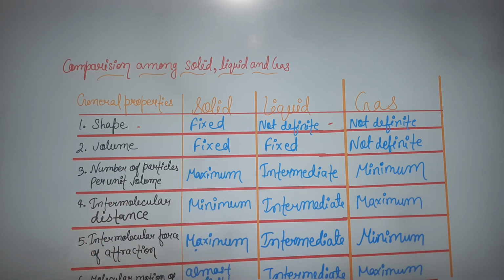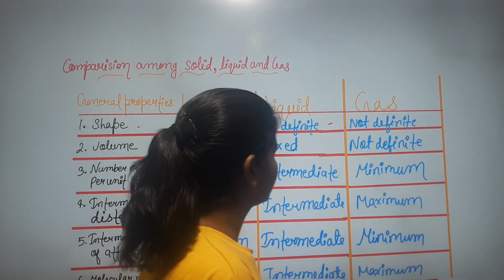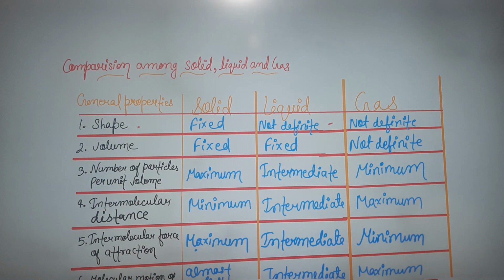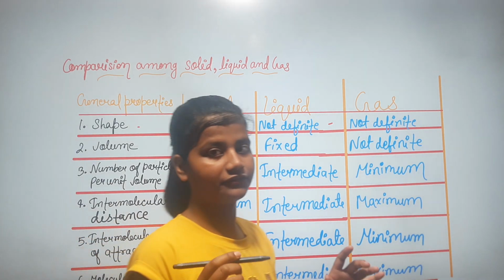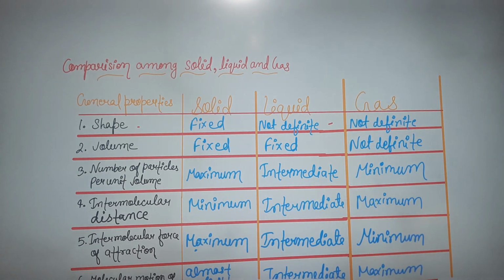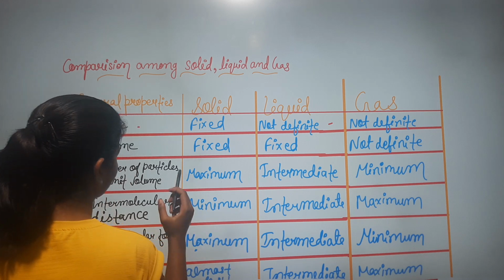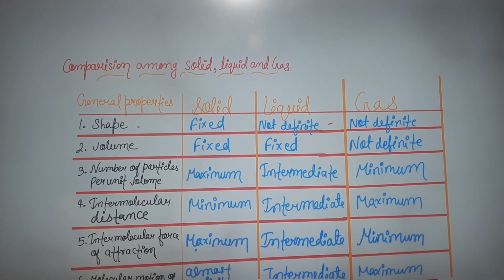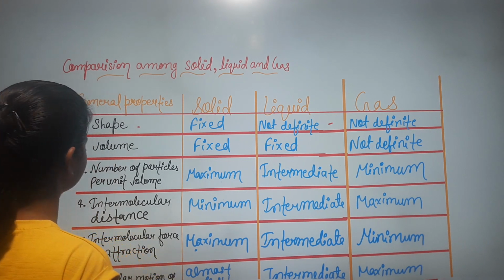And the second one is volume. The volume of a solid is fixed, like this pen has a fixed volume. It cannot be decreased or increased. So the volume of a solid is fixed, and the liquid volume is also fixed, but the volume of gas is not definite, not fixed. Its volume can be decreased and increased.